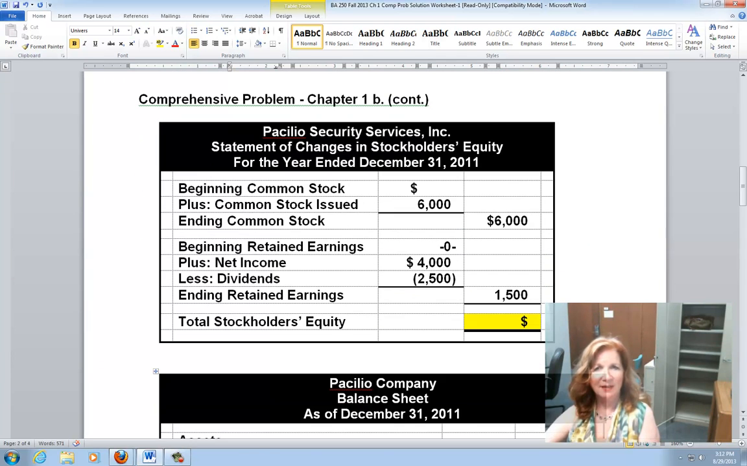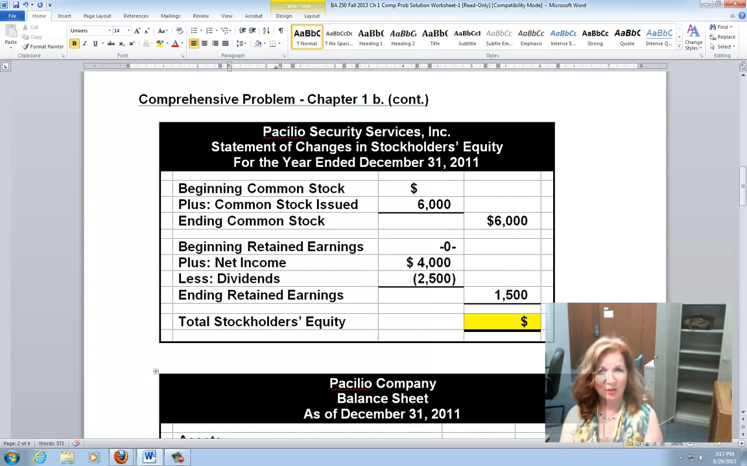Next, we get the statement of change in stockholders' equity. Now notice that there's the title of the company, the title of the statement, and the date of the statement. You do the contributed capital first and the earned capital second. So we've got the beginning common stock, which isn't given there, so you're going to have to solve for that one. But if you look, it says some number plus 6,000 equals 6,000. So you will insert the 0 there in the beginning common stock cell.